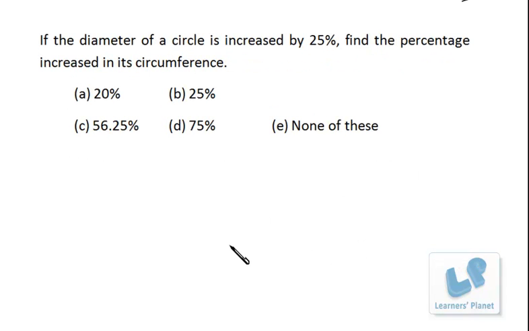Now let's try this question. If the diameter of a circle is increased by 25%, find the percentage increase in circumference. Quite a simple problem. What is the formula for circumference? That is 2 pi r.